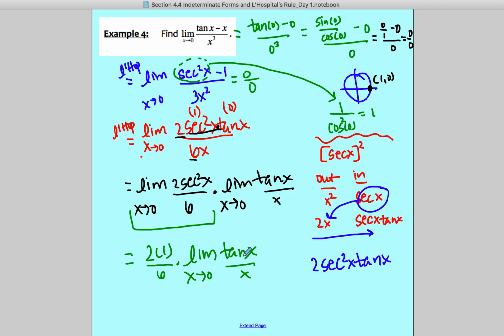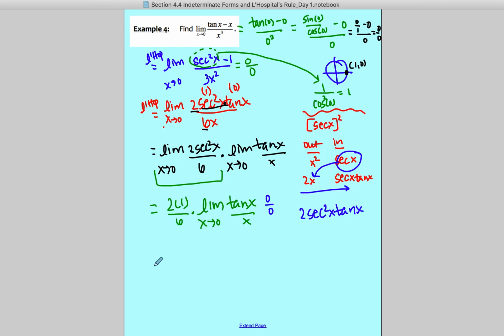Okay. If I plug in 0 to tangent, we already know we get 0. And if I plug in 0 here, I get 0. So this is a form of 0 over 0. So on this limit here, I'm going to L'Hôpital. So I have 2 over 6, which is 1/3, times, and I'm L'Hôpitaling from here to here. My limit as x goes to infinity, sorry, x goes to 0. Derivative of tangent is secant squared of x all over 1.